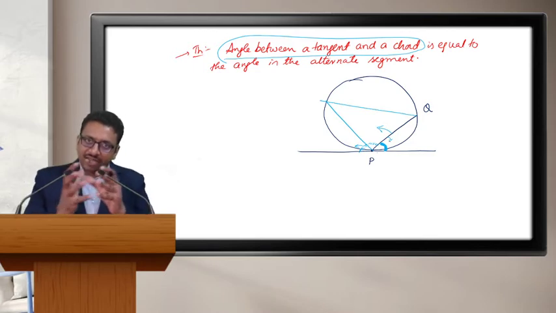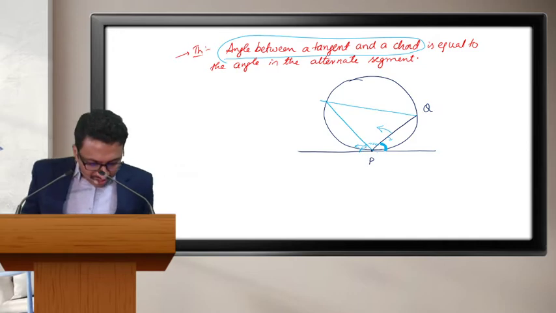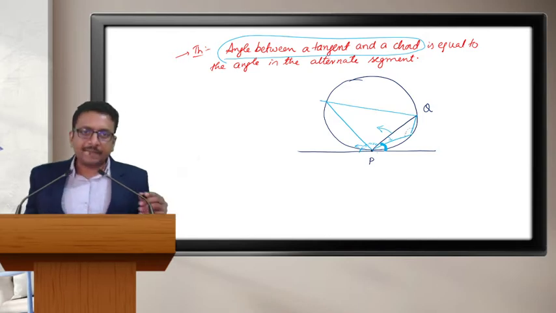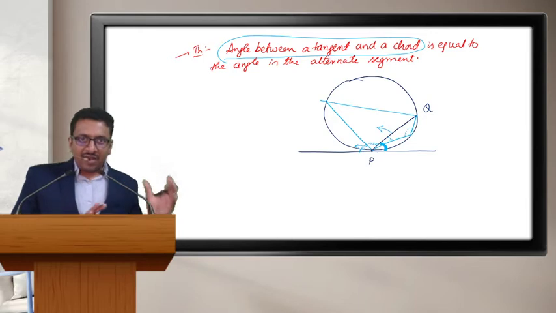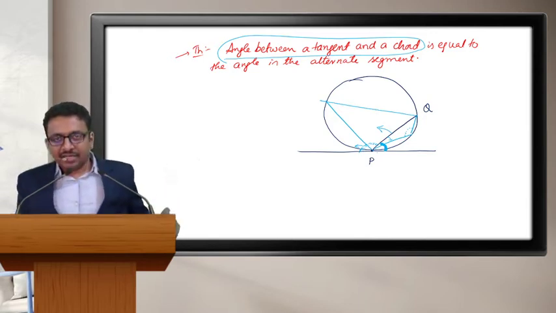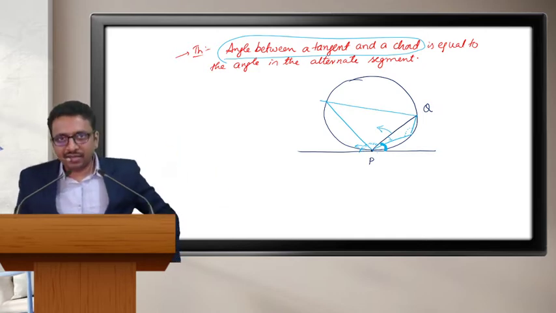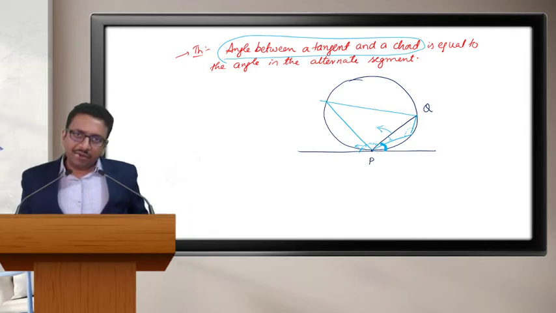One is the major segment, one is the minor segment, right? Yes or no? Yes, sir. So if you want this angle, you have to go to the minor segment. Understood? So the smaller angle will be equal to the angle in the major segment. The bigger angle will be equal to the angle in the minor segment. Clear? Yes, sir. So that is the theorem that we are going to look at.